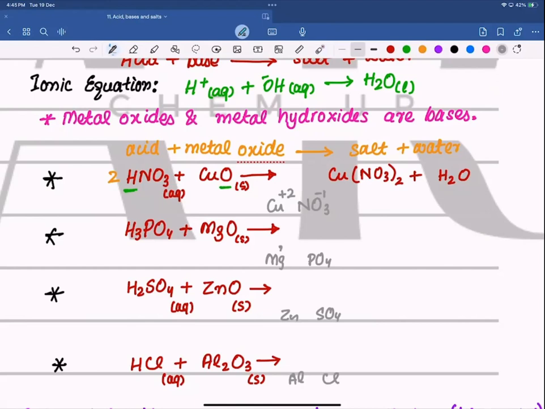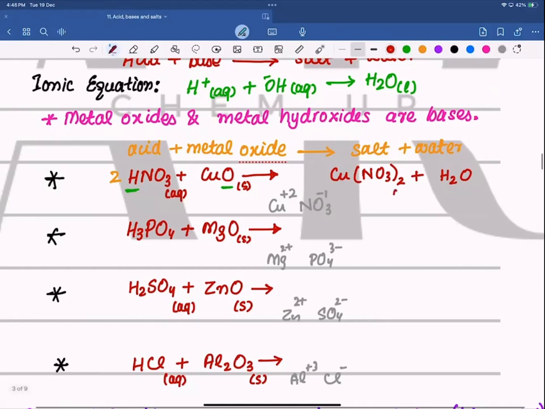So magnesium has 2+, phosphate has 3−. That's what I am writing over here. Now we will write the state symbol; for H2O it will be liquid. As I have told you, in these equations, the salt formed is always aqueous and the water formed over here is liquid.